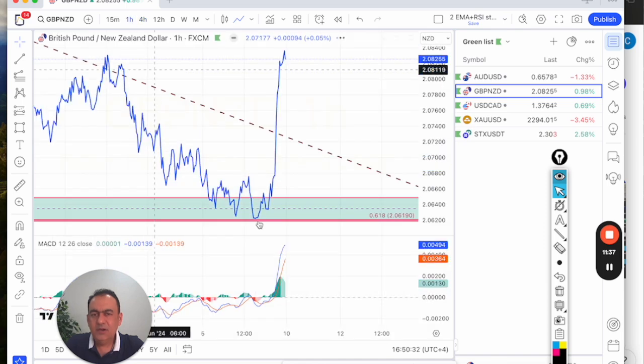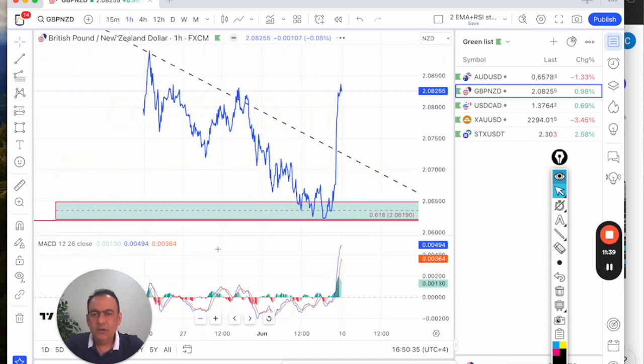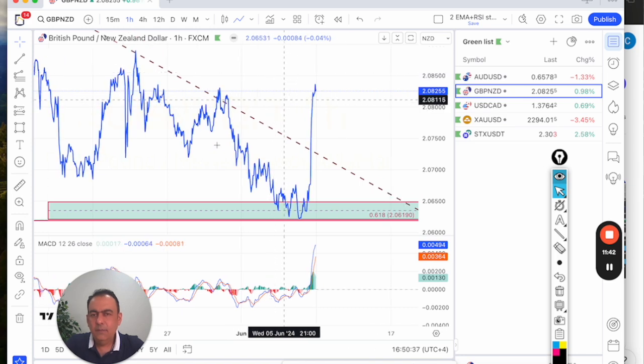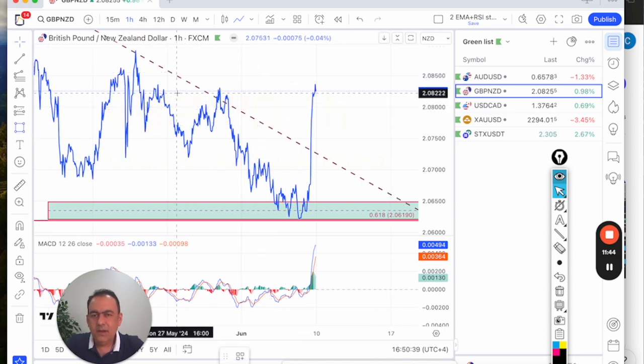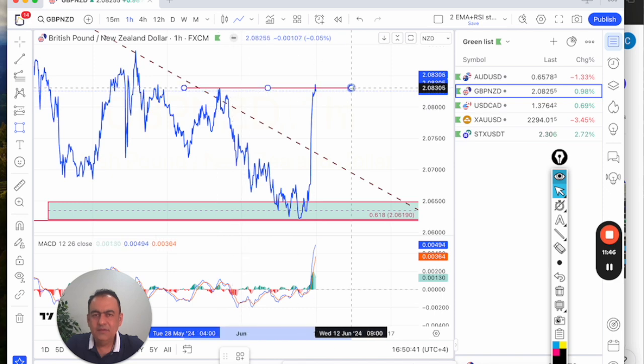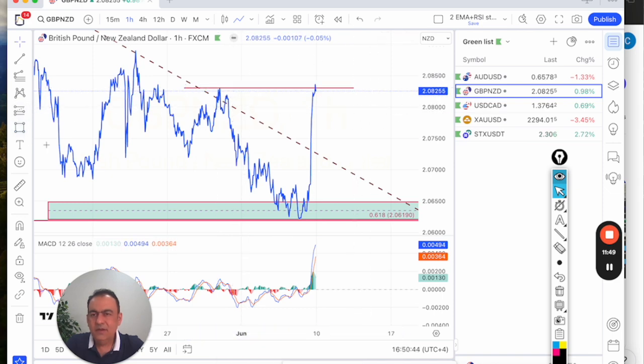Moving to the 1-hourly chart now. Look at the 1-hourly chart. Massive breakout, and right now we are at an important resistance point. The next one is here.